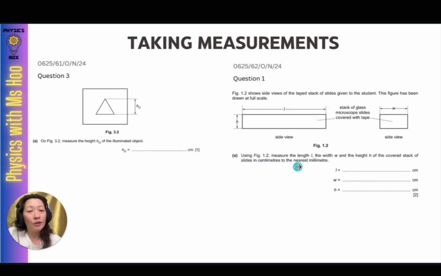Using figure 1.2, measure the length, the width, and the height of the covered stack of slides in centimeters to the nearest millimeter. So for these questions, you need to use your ruler, take the measurements directly from the figures because these figures are all drawn at full scale. In this case, you are tested on whether you're able to take the measurements using your ruler and record them correctly to the nearest millimeter of your ruler.